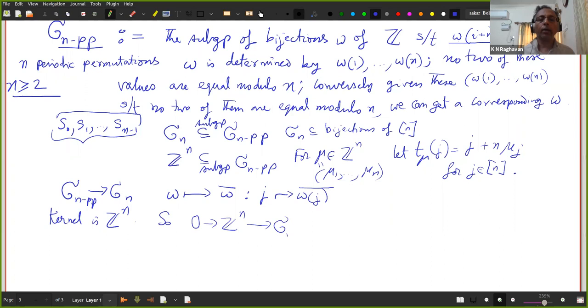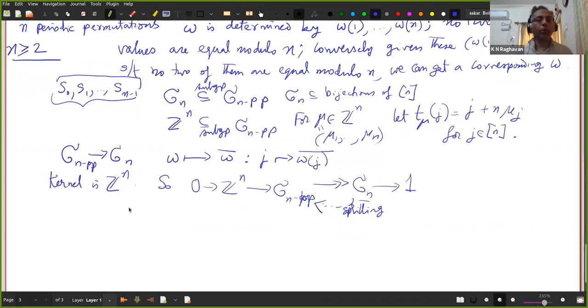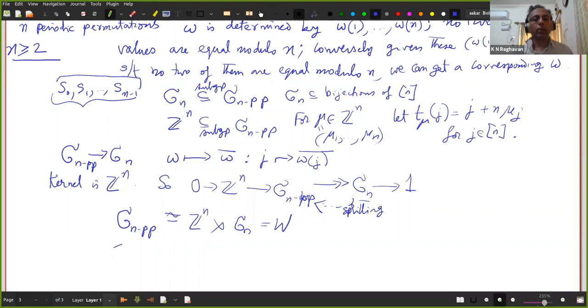And so we have, okay, if I may write it like this, I'm writing 0 here because it's written additively, this onto map to 1. And there is this, the S n is a subgroup. So there's a map here splitting. Okay. Now, from this, you can see that S n P P can be identified with Z n, this semi-direct product, which was overcome. Thus we have W acting on Z.